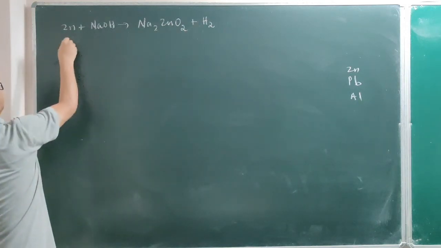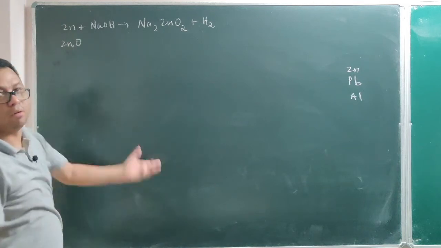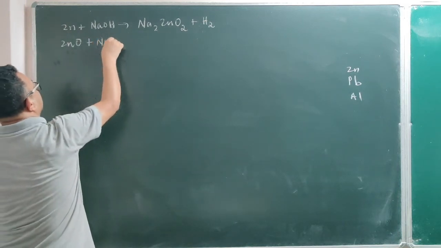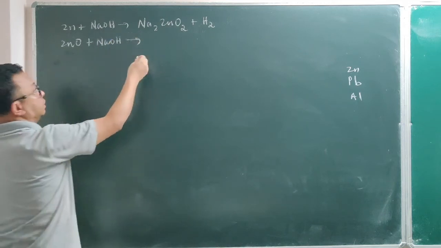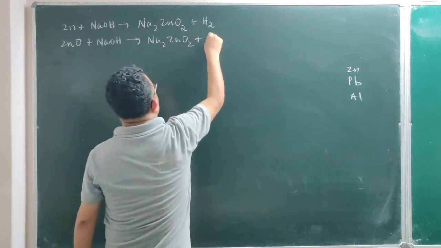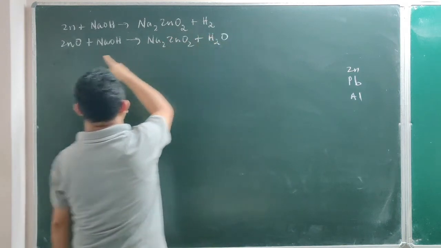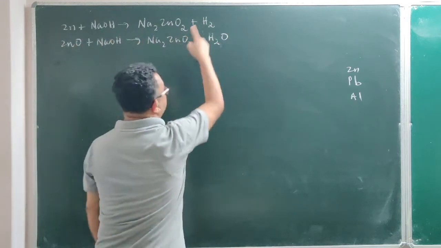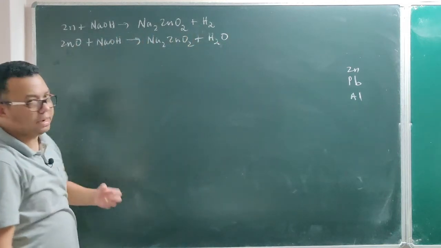Now supposing instead of the metal, you are given a metallic oxide, now if zinc oxide is there, then what will happen? Same reaction will take place. Again sodium zincate will come out, but the only difference is that here water is produced. So if it is a metallic oxide, then water. If it is only a metal, then hydrogen is what is coming out.